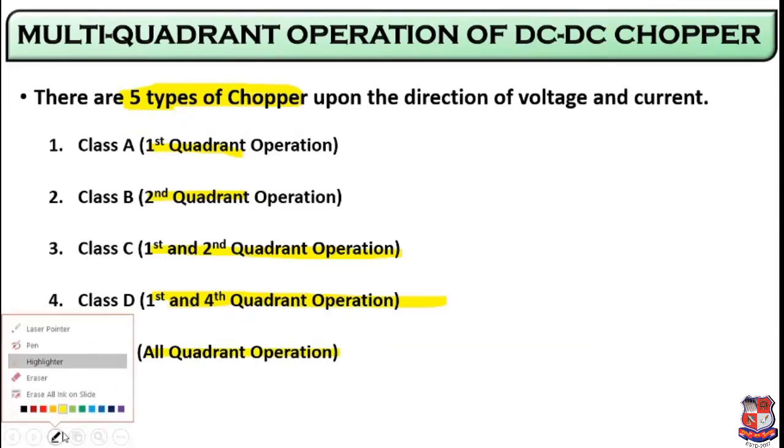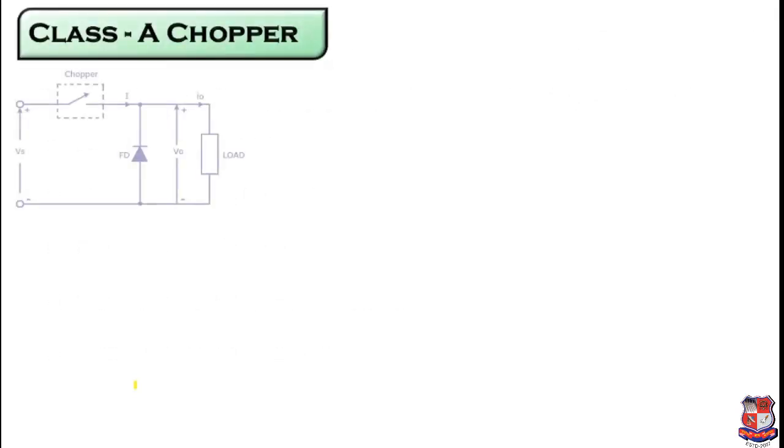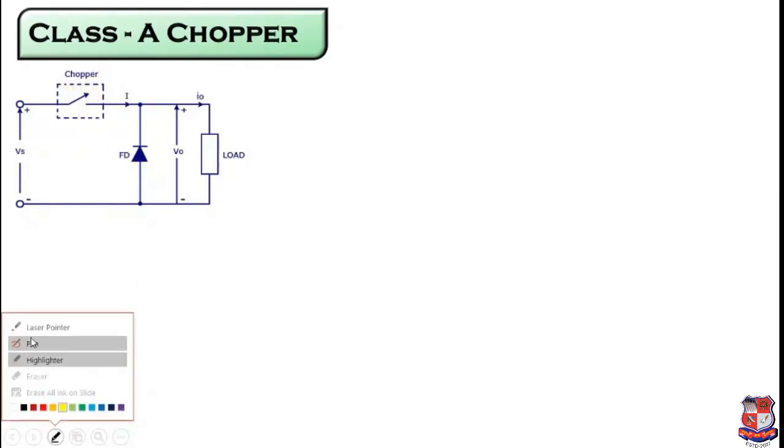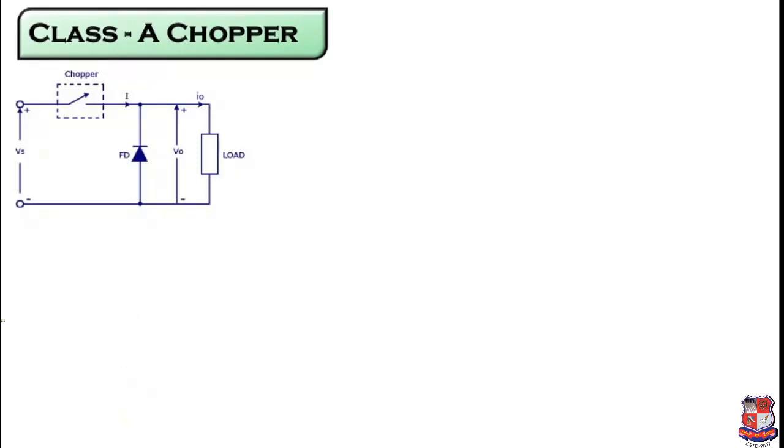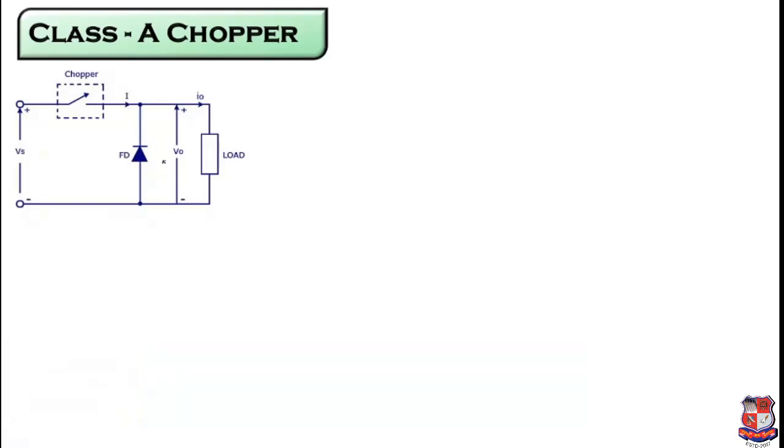Okay, so let us begin with class A chopper. Class A chopper looks like this. Over here this switch is named as a chopper because it is operating at high switching frequency. So it is said that it is chopping the input voltage. Okay. So over here, let me change the color again to black.